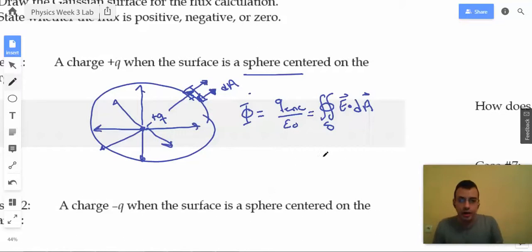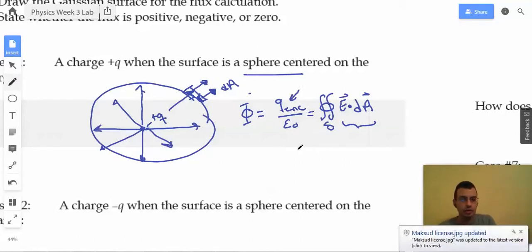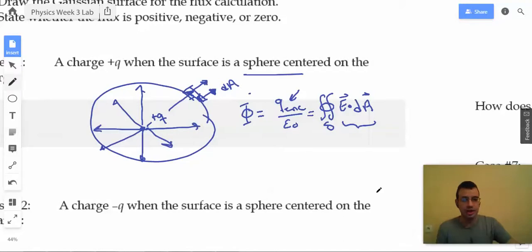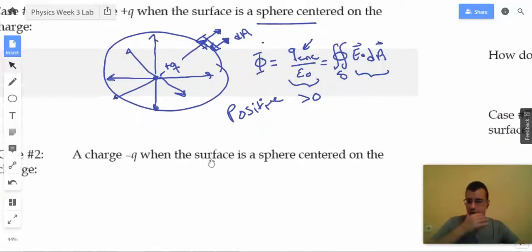Therefore, 1 is positive, so the flux, this number here, is going to be positive. Another way to look at it is we have a positive Q enclosed. We have epsilon naught, which is also positive. Therefore, this number is greater than 0. Therefore, the flux is greater than 0. Therefore, positive. All right, understand? All right, going to follow the same procedure with all of these.